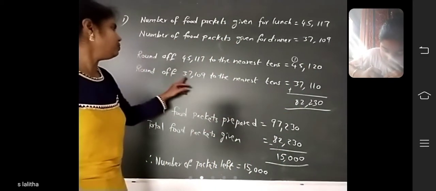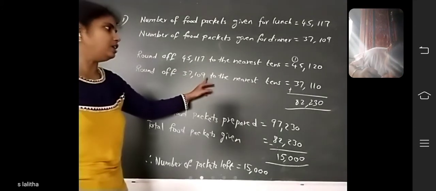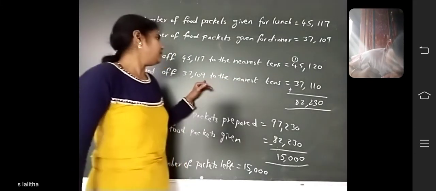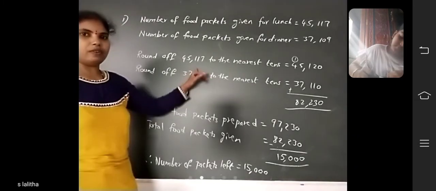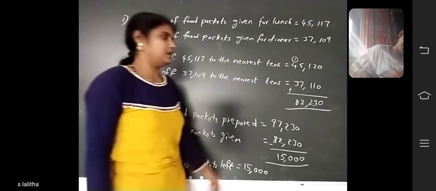Next, round off 37,109 to the nearest 10. Here the 10's place is 0. What is the right side of the number? 9. Should add 1 to the 10's place. So what is it?